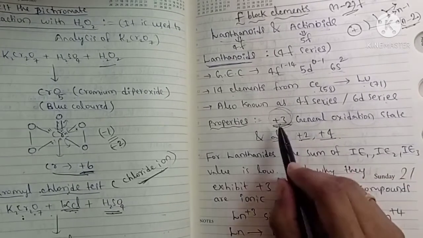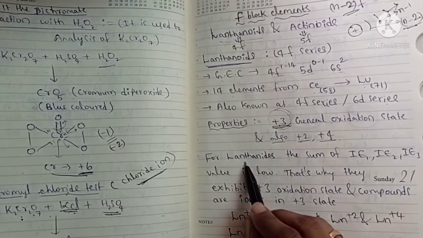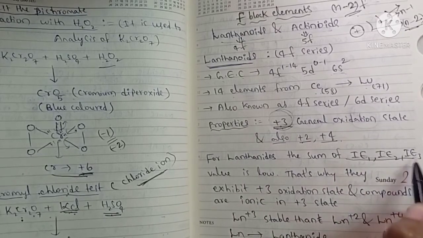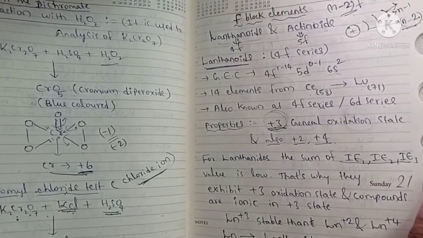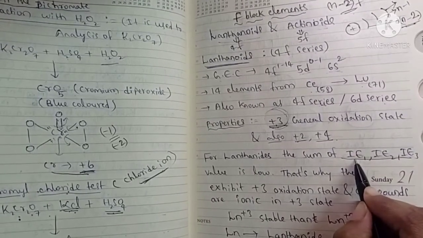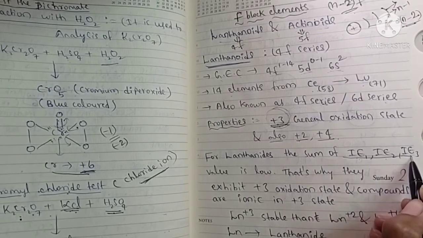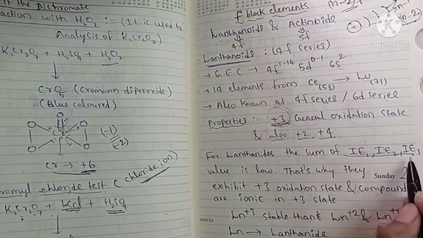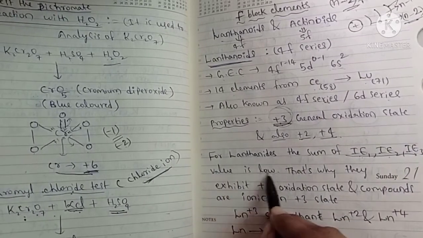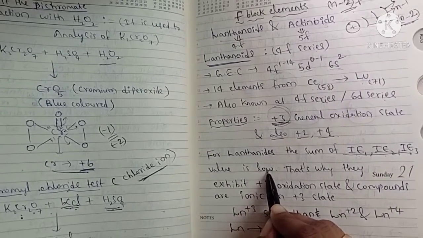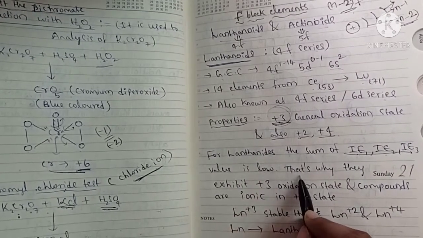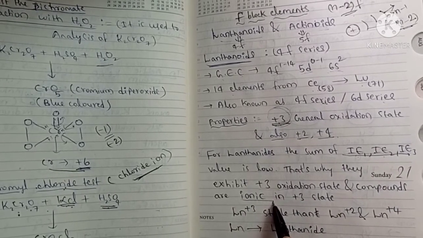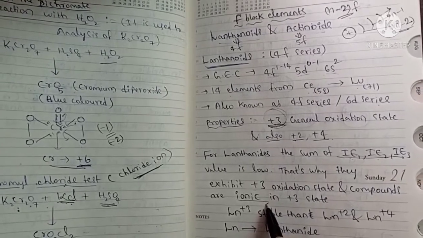Why do they show this +3 oxidation state? For lanthanides, if you add IE1, IE2 and IE3, these are ionization energy values, the energy to remove the first electron, second electron and third electron. The sum of these ionization energies of 1, 2 and 3 is very low. That's why they easily lose 3 electrons, and in lower oxidation states the elements form ionic compounds.